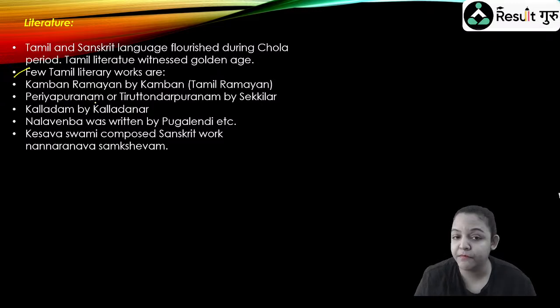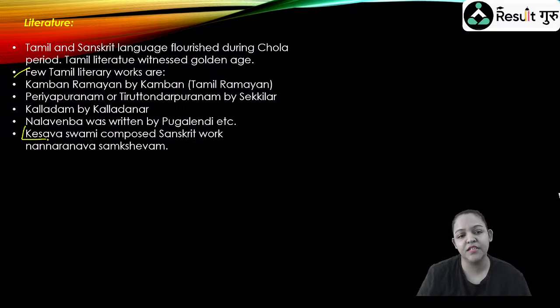We have Periya Puranam by Sekkizhar. We have Kolandam, Koladam by Kolandar. We have Nala Venba written by Pugazhendi. And then we have a Sanskrit work composed by Kesava Swami.